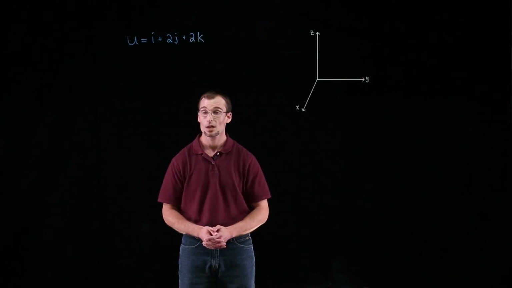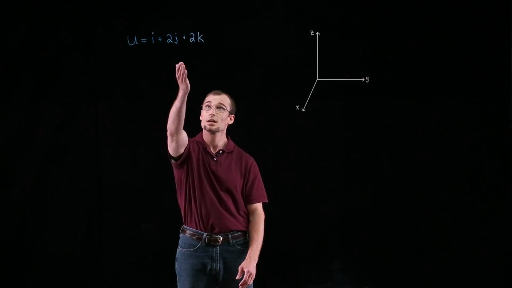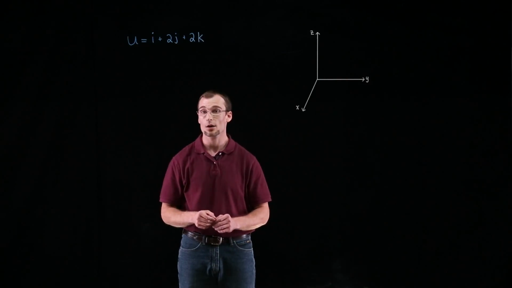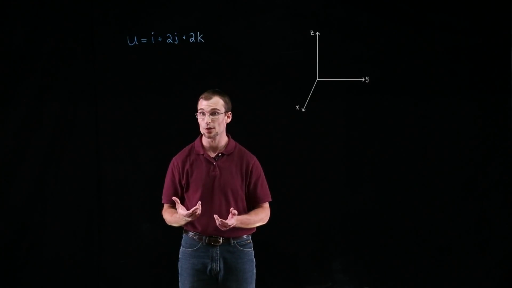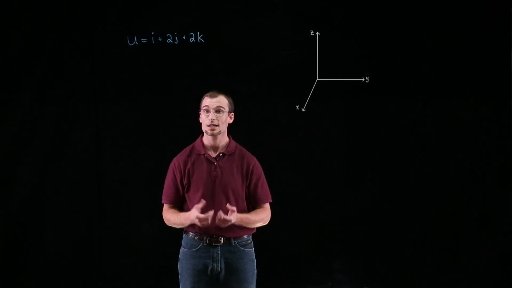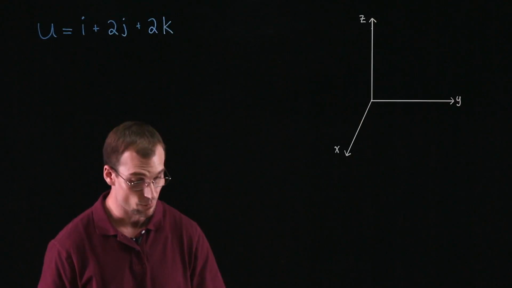Welcome everyone, I'm Adam. For this problem, for our given vector u, which is equal to i plus 2j plus 2k, where i, j, and k are our unit vectors, we're going to be finding our direction cosines and angles of u. And then we're going to be showing that the sum of squares of the direction cosines is equal to 1. So let's first recall where the direction cosines and angles come from.